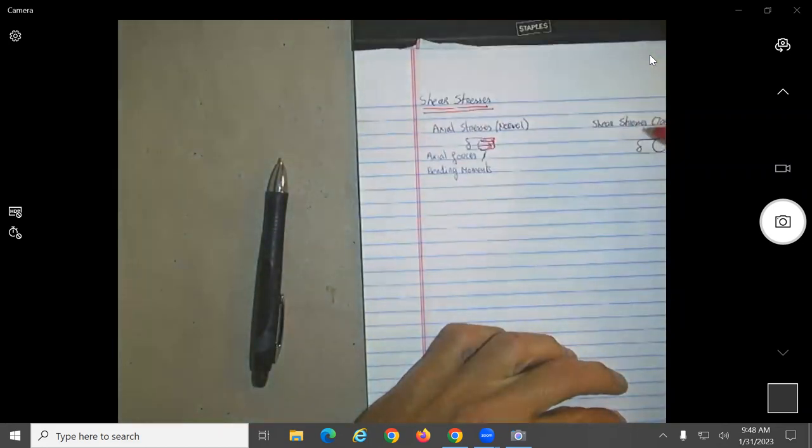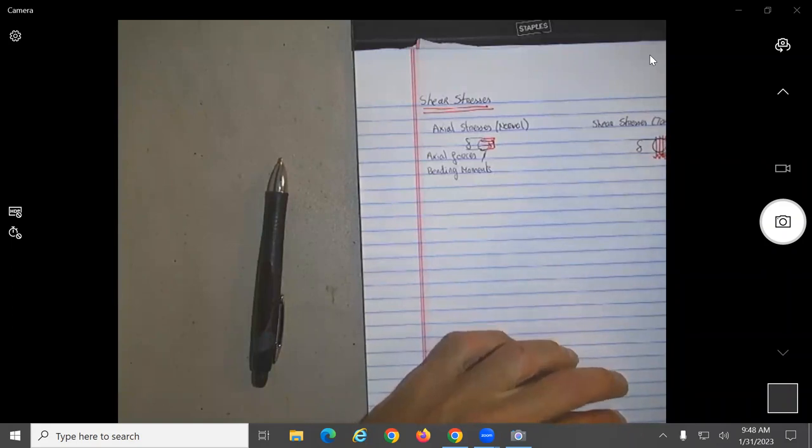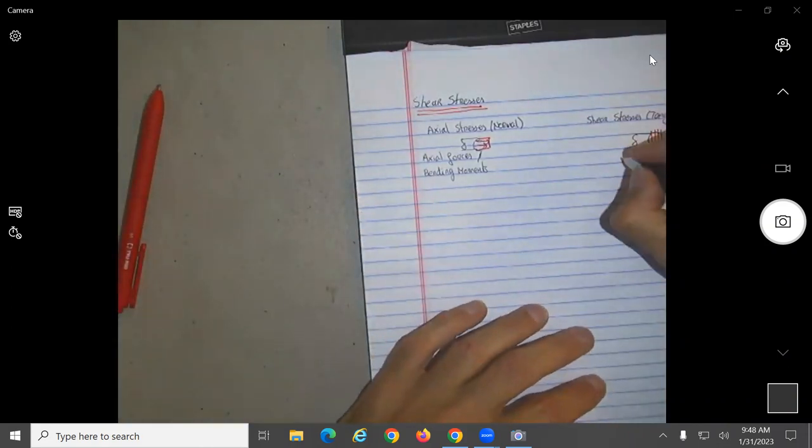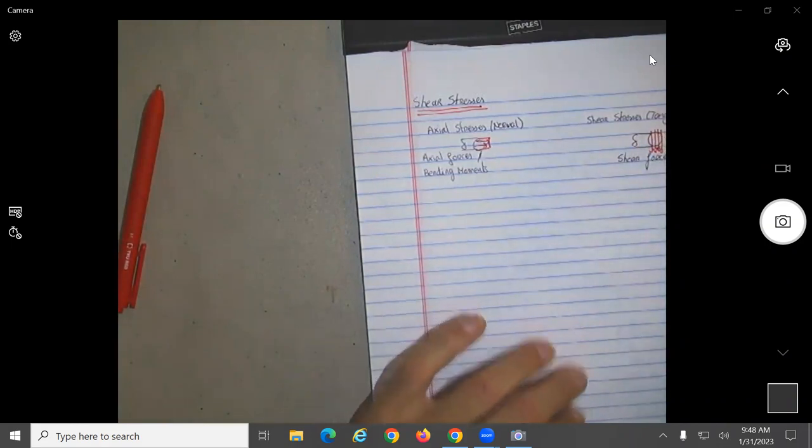Generally, we use the letter tau for the shear stress. And this will be induced by what? By shear forces that so far we have seen, we call them V, no? All right? So that's the one we are doing.